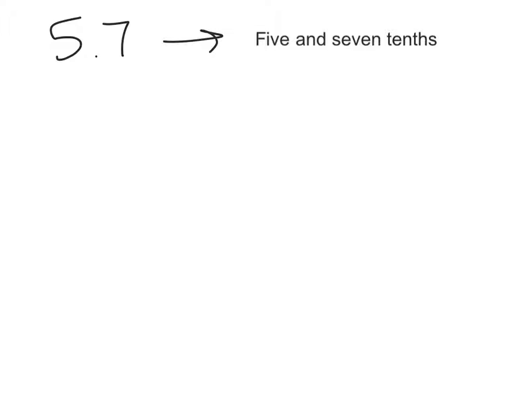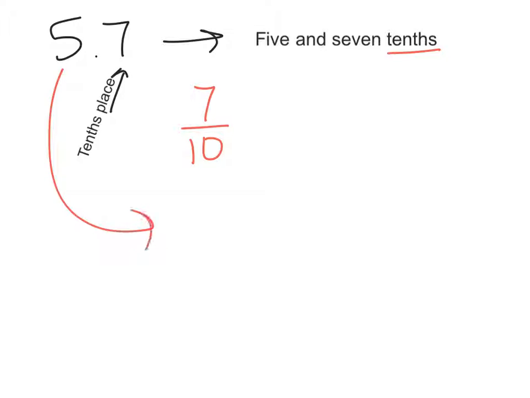And now, what if we have 5.7? How do we turn this into a mixed number or a mixed fraction? Well, first we have to read it, right? 5.7 is read as 5 and 7 tenths, which also tells us that our fraction is going to be over 10. And now all we have to do is put the decimal part as our numerator, so we have 7 tenths. And we can't simplify this any further, so 5.7 is the same as 5 and 7 tenths, because remember, our whole number stays the same.